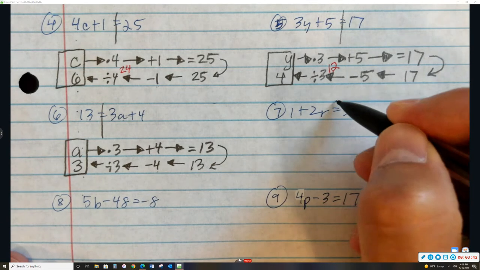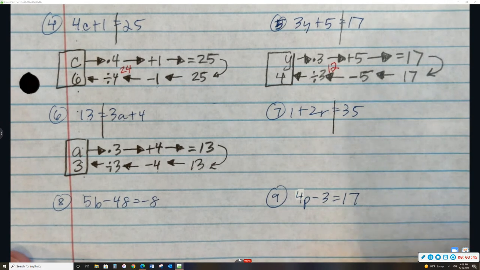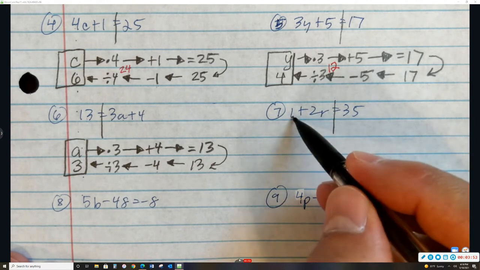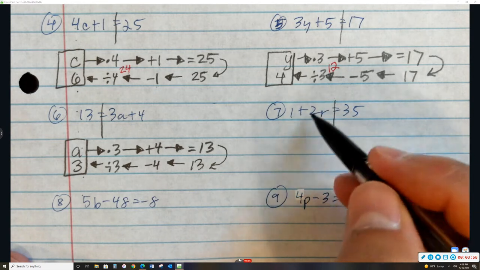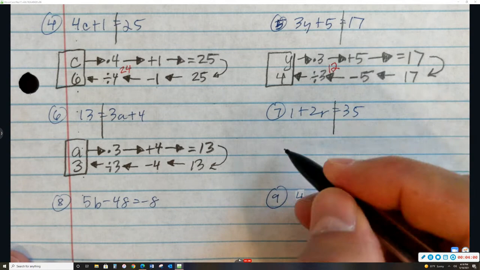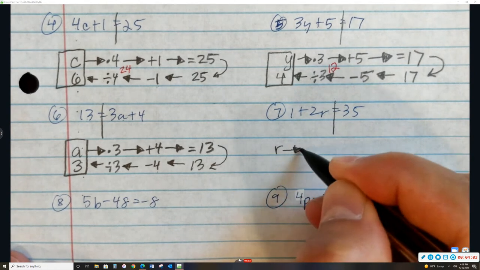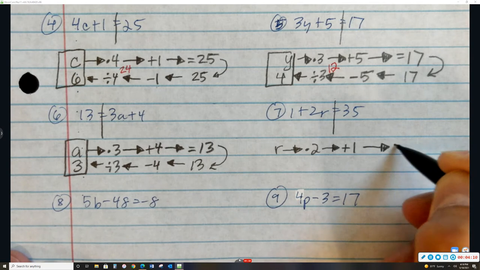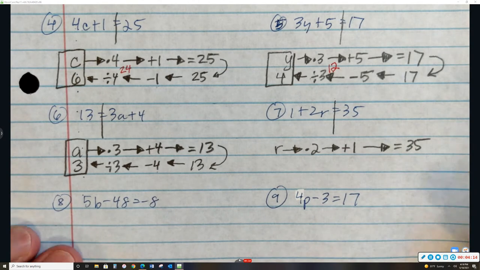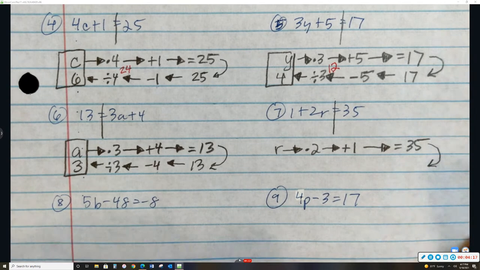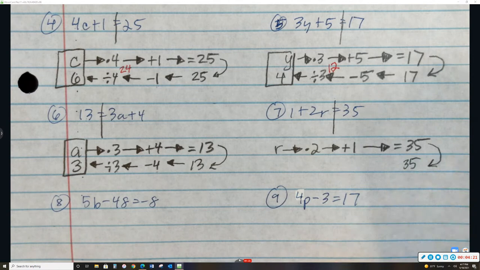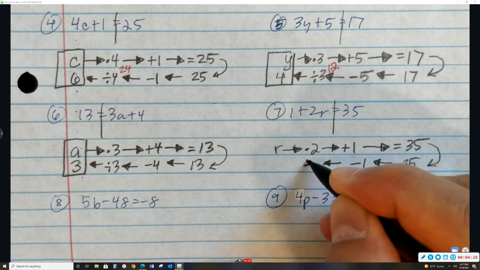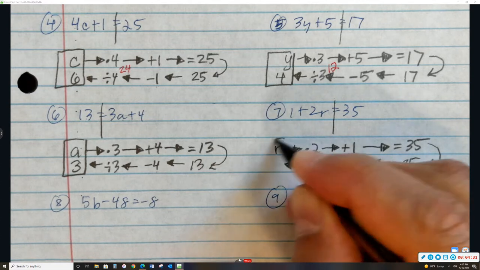Again, if you look at number 7, we have the r times 2 plus 1, and then all of that. Again, make sure you do all of these operations before you jump over to the equals 35. So we said r times 2 plus 1, and all of that equals 35, right? And then when we work our way backwards, we start with the 35. Instead of plus 1, it's minus 1. Instead of times 2, it's divided by 2. And this will be our answer.